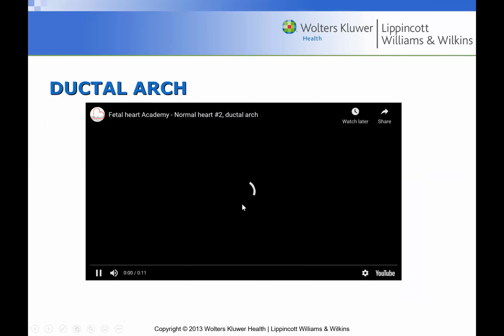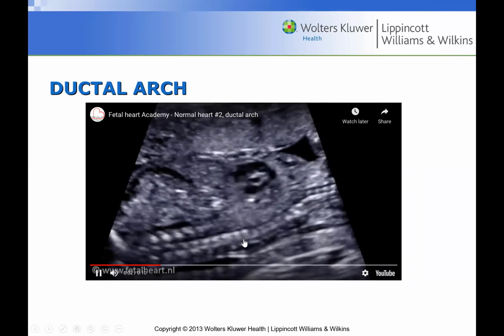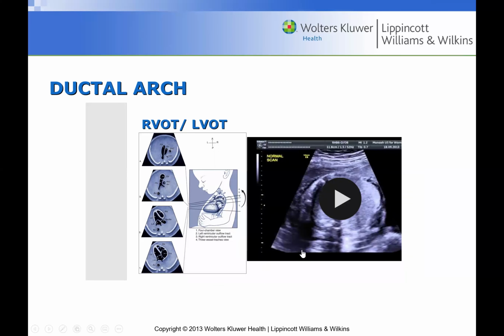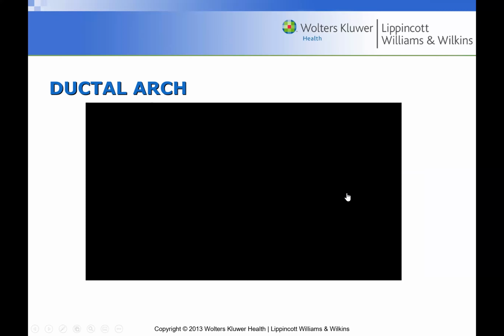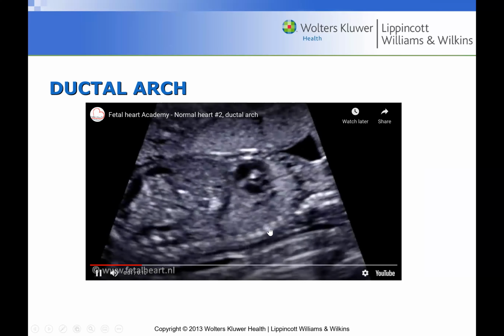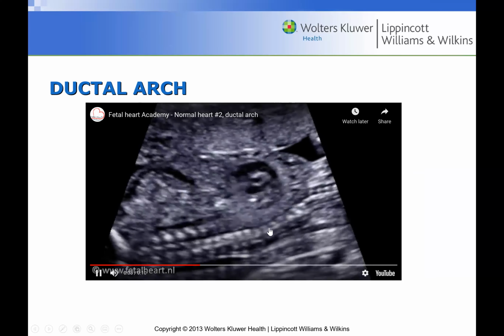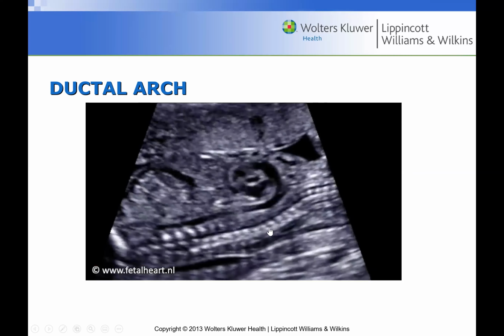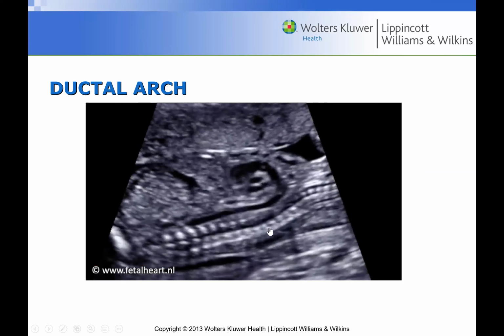Next up is the ductal arch. The ductal arch is the pulmonary artery connecting to the ductus arteriosus going to the descending aorta. It looks more like a hockey stick, and it comes off the anterior portion of the heart instead of the middle of the heart like the aorta. This again is in the sagittal view of the heart.